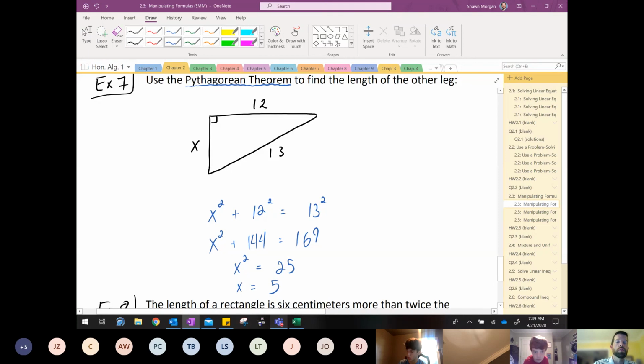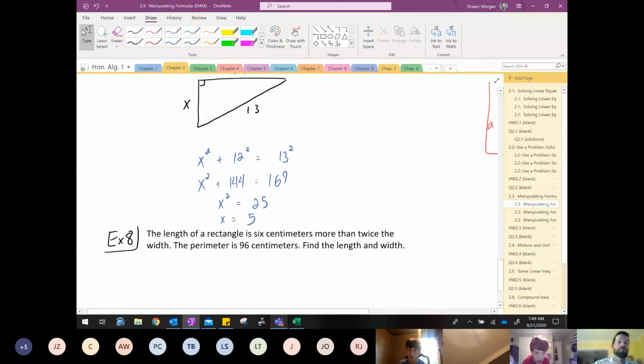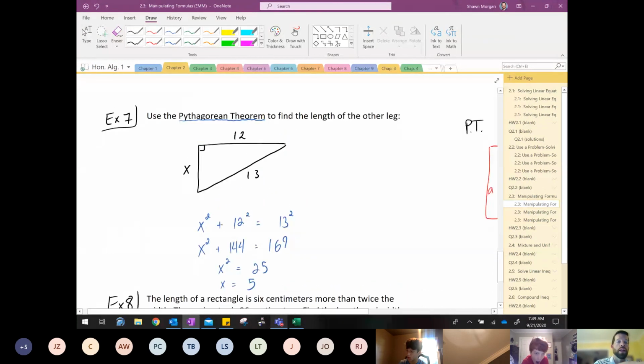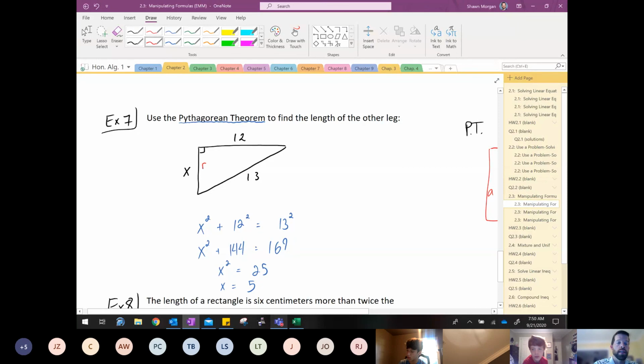And so when we answer this question, we find the other leg. We found that x equaled 5. And actually what this constitutes is a Pythagorean triple. And we'll have to start with that notion next time we meet tomorrow morning. We'll start talking about Pythagorean triples.